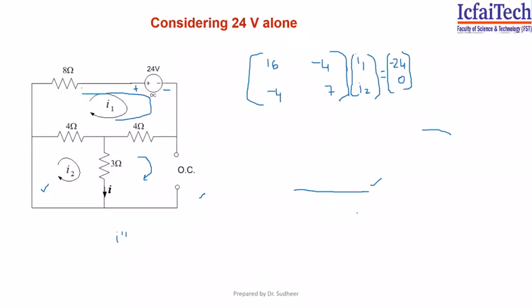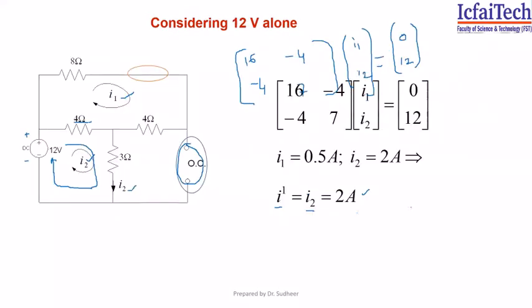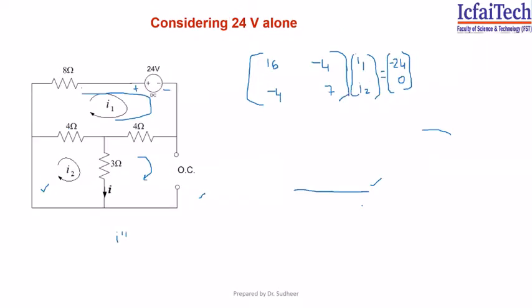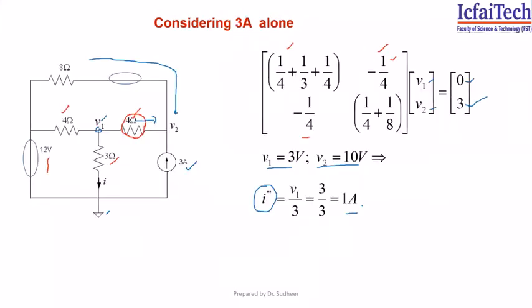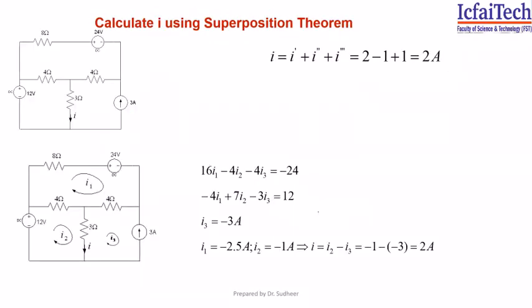With only one voltage source, that is with only 12 volts, it is 2 amperes. With only 24, it is minus 1 ampere. With only 3 amps, it is 1 ampere. So the total current as per the superposition theorem is 2 amperes.